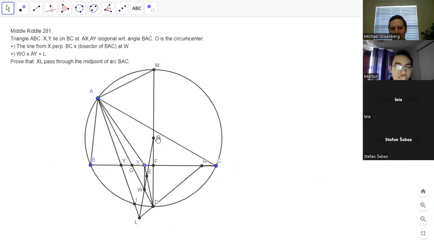So we want to show O, E, W, and L are harmonic, which after you project through D is the same as saying that F, X, G, and H are harmonic. X and G are kind of fixed and F is kind of fixed. So if we show there's a projective transformation that takes X to H, then we could solve the problem using moving points. That's what you're trying to show, right?